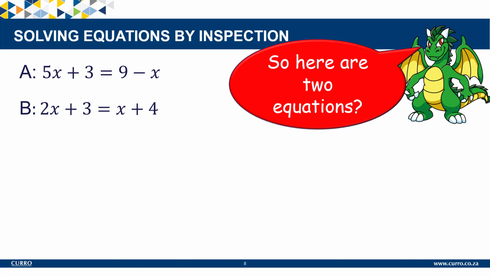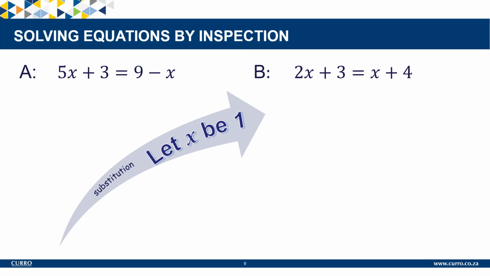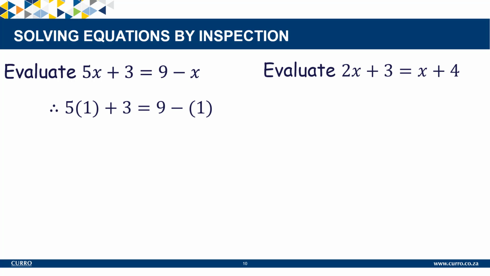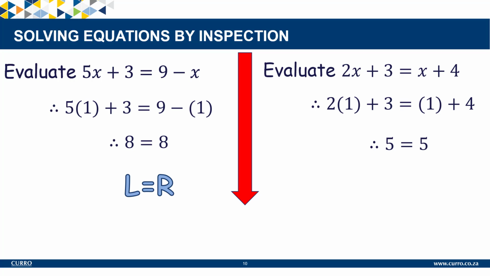So here are two equations. Equations can also be equivalent if they have the same solution. What does this mean? Let x be 1. We can try other solutions, but I don't know if that's going to work. If we substitute 1 for x in the first equation, then the left-hand side is equal to the right-hand side. Check it out. 5 times 1 plus 3 is 8, and 9 minus 1 is 8. So the left-hand side is equal to the right-hand side. In our second equation, if we substitute 1 for x, then 5 is equal to 5.